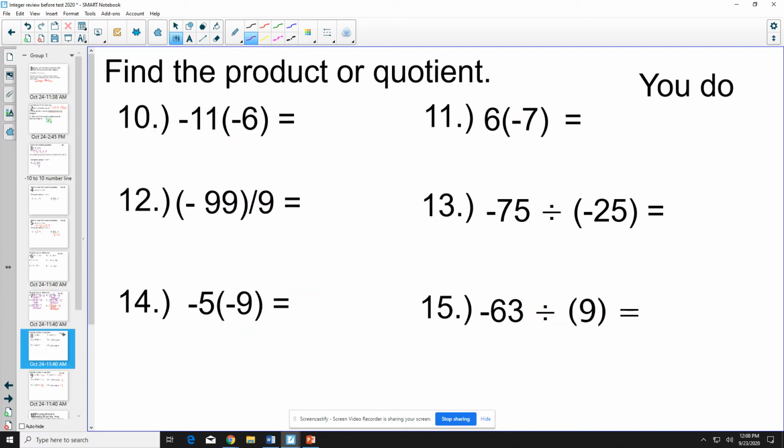All right, let's review multiplying and dividing. Notice the directions say find the product or quotient. The product is the answer you get when you multiply. The quotient is the answer you get when you divide. Remember, when you do these problems, refer to your tic-tac-toe chart. Right, go ahead and pause the video. Try 10 through 15. When you get done, hit play.